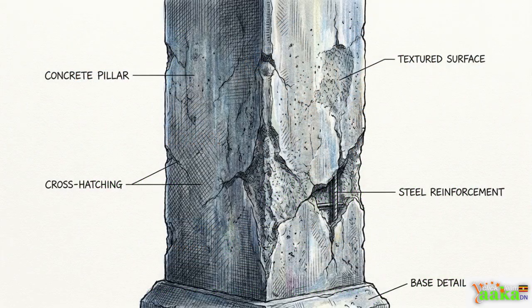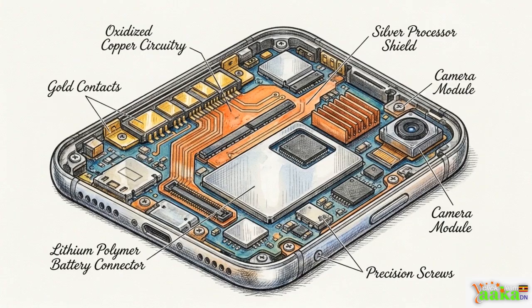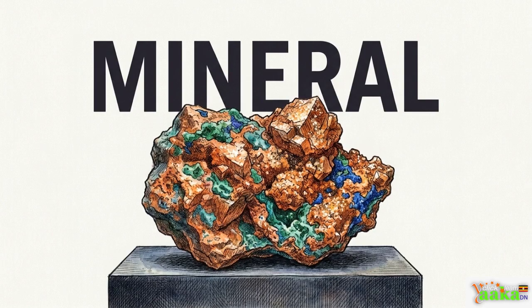Look at the concrete in buildings, the tar on our roads, or the metal in our phones. None of these materials grow on trees. Every piece of synthetic infrastructure starts as raw material dug out of the earth. We call these naturally occurring solid materials minerals.